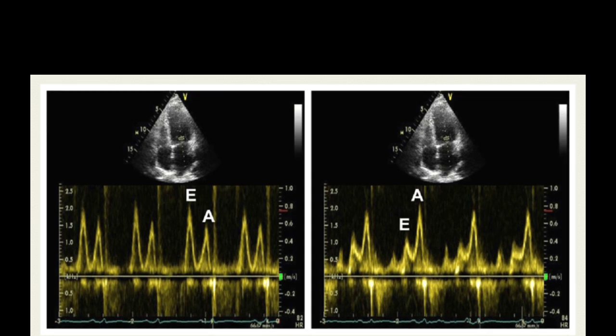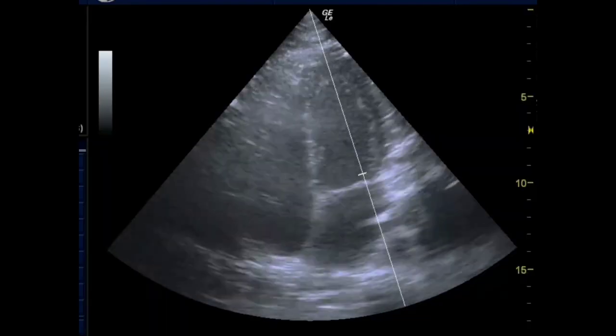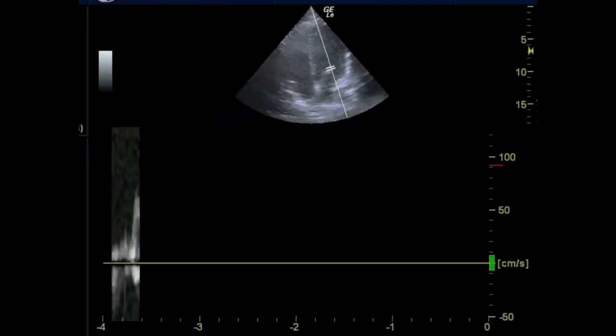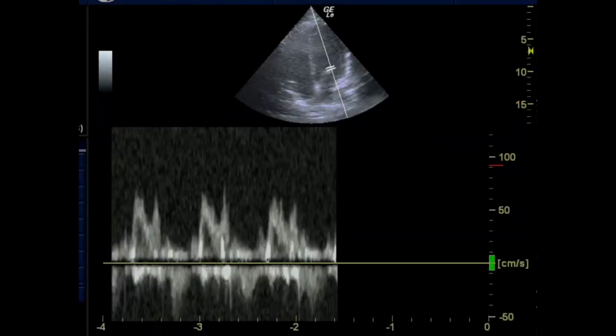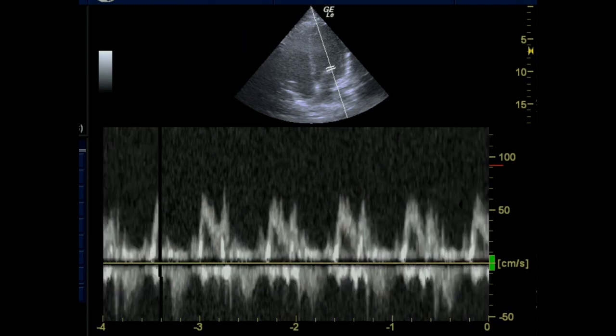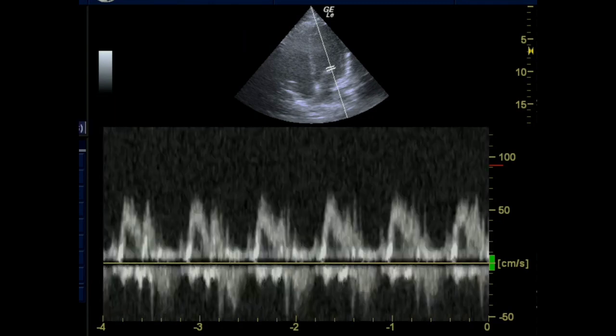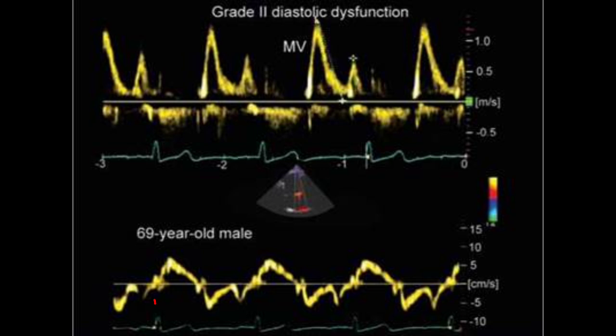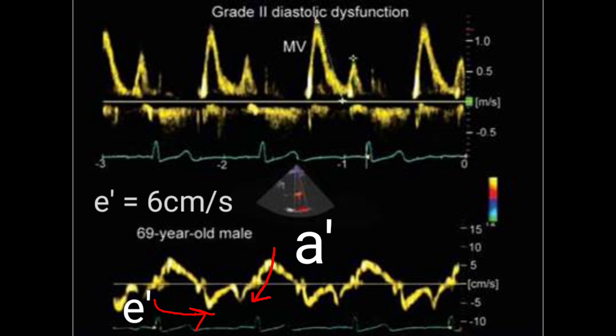If there are limitations to Valsalva maneuver, or there is still ambiguity about the diastolic dysfunction of the left ventricle, then we should go for the tissue Doppler approach, in which we will apply the gate over the septal annulus. There we will get 2 negative waves, E prime and A prime. If the velocity of E prime is less than 8 cm per second, then it points towards grade 2 diastolic dysfunction.